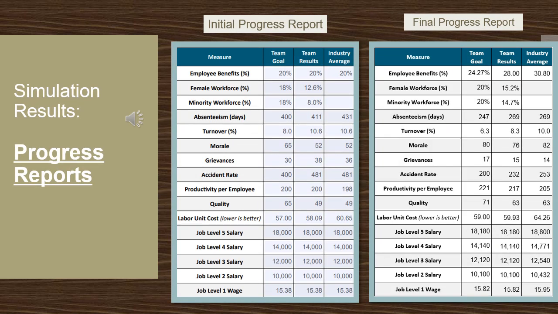Here's an overview of our initial progress report in comparison to our final progress report. We have discussed each of these factors broken down in comparison to the other firms in our industry. Overall, there were many factors that we did see an incremental change from where we began, and these will help us to grow and learn in our future decisions.